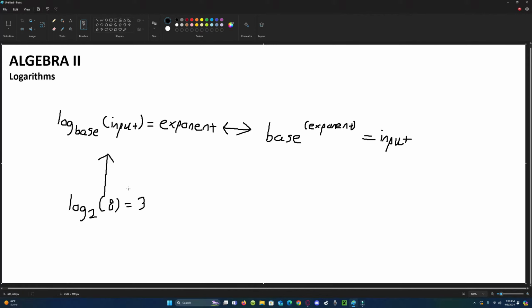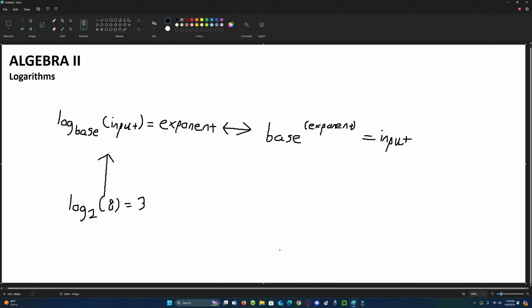And using what we already have, we can apply each of these numbers right here to this. So that would make it so these are the same. So if 2 is our base, we have 2, and then we have 3 as our exponent. 2 to the 3 equals 8. And this is a true equation because 2 cubed does equal 8.